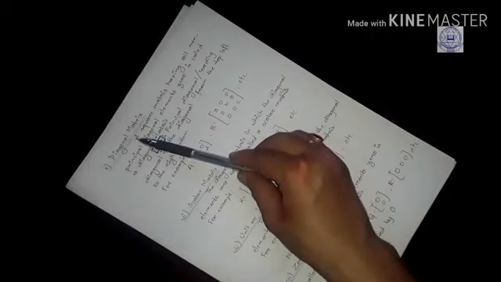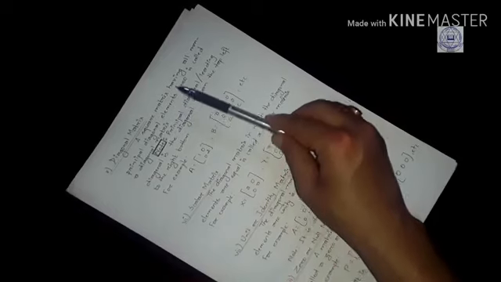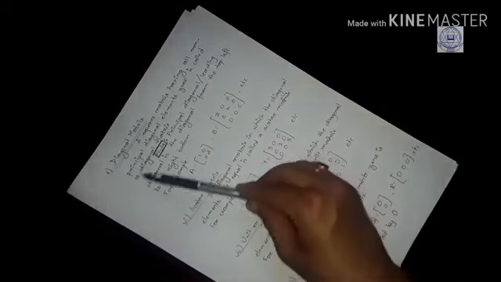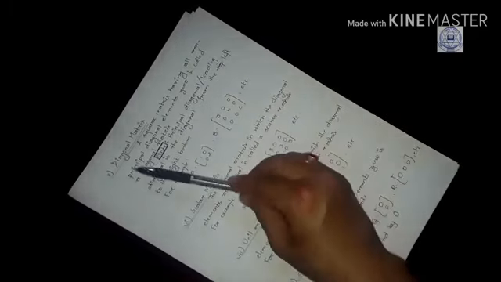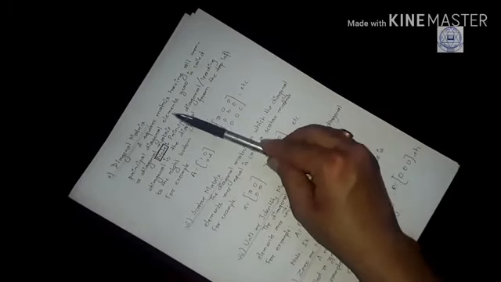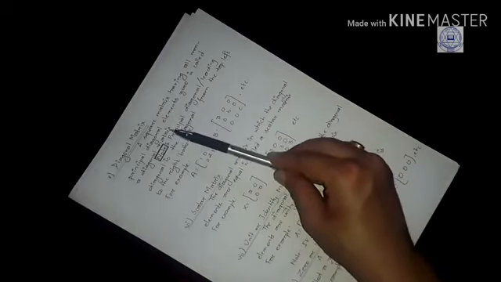What is a diagonal matrix? It is a square matrix. A square matrix having all non-principal diagonal elements 0 is called a diagonal matrix. All non-principal diagonal elements. You must be wondering what the principal diagonal is.